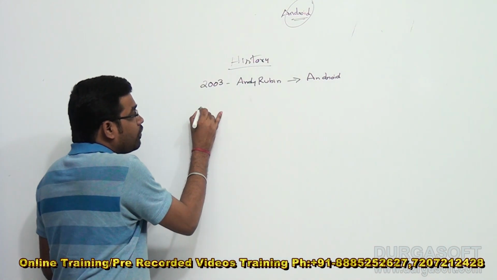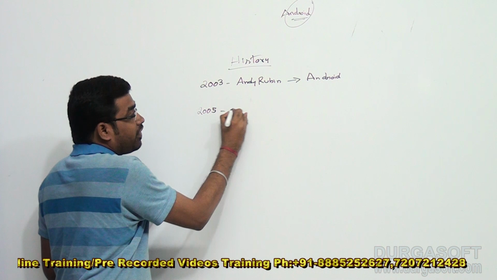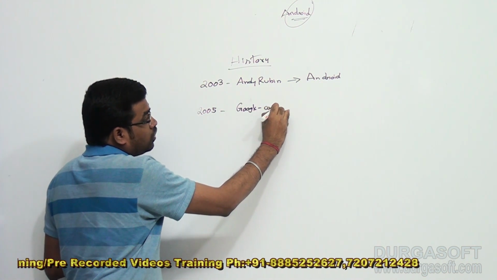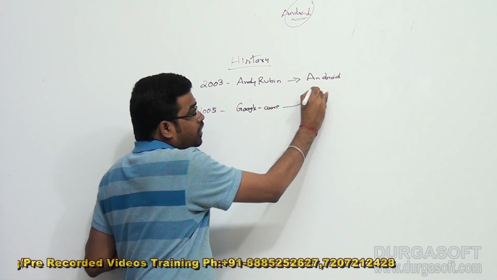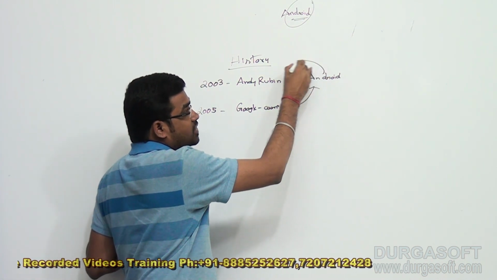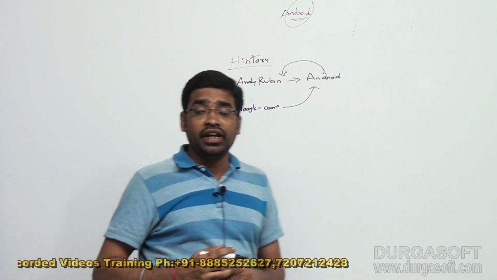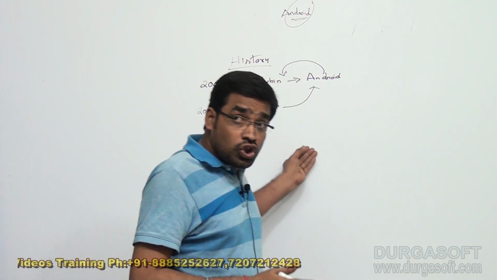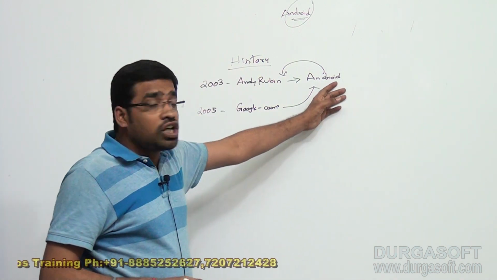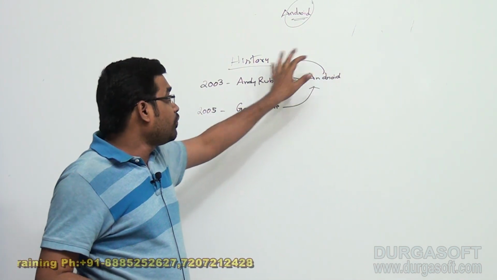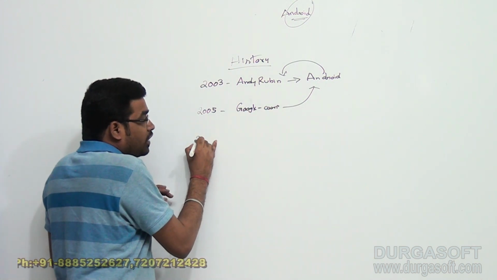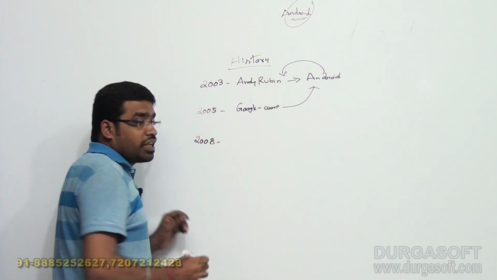In the year 2005, Google Corporation took over the Android mobile operating system from Andy Rubin. In the year 2005, Google Corporation took over the Android product from whom? Andy Rubin.